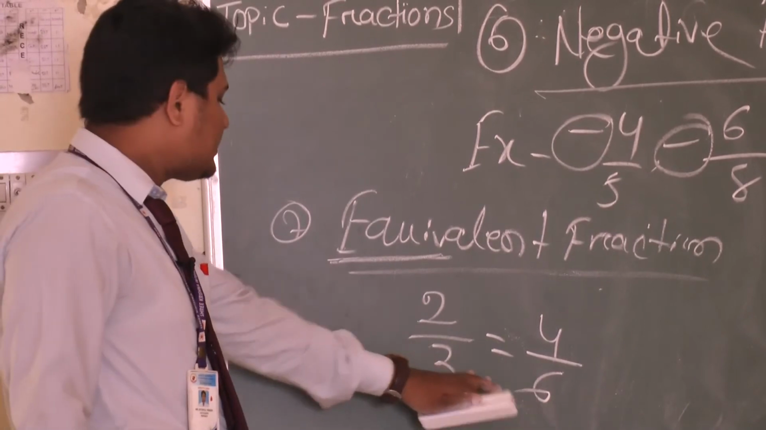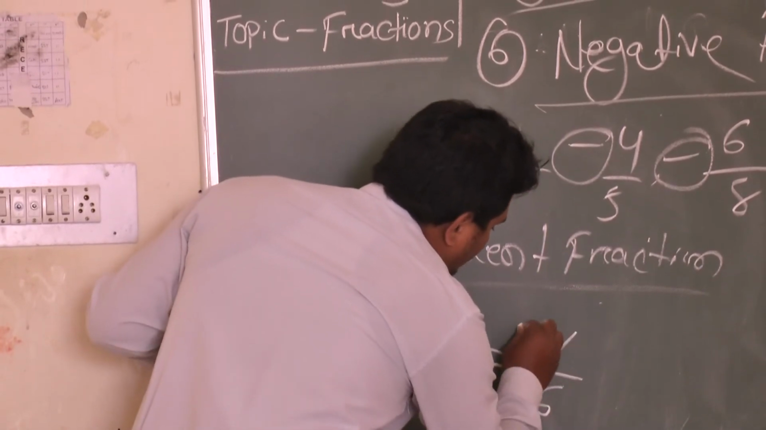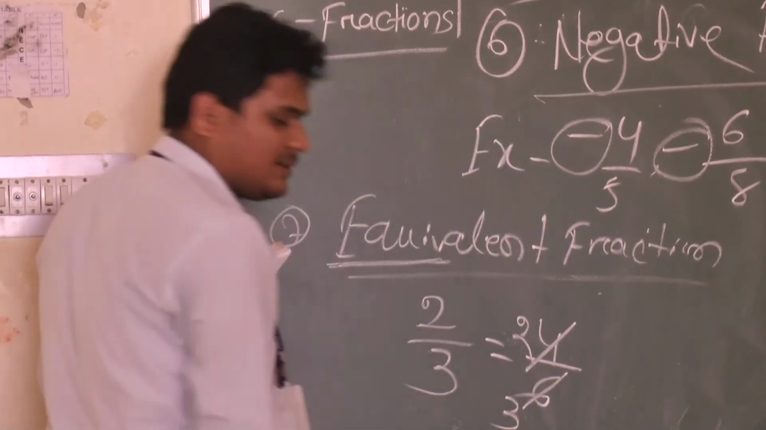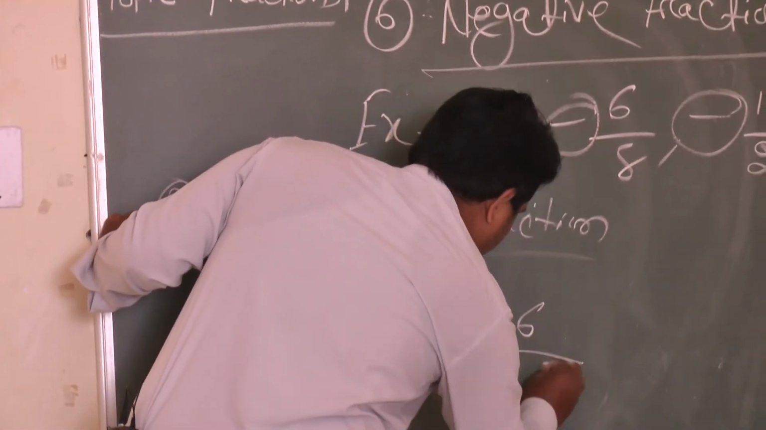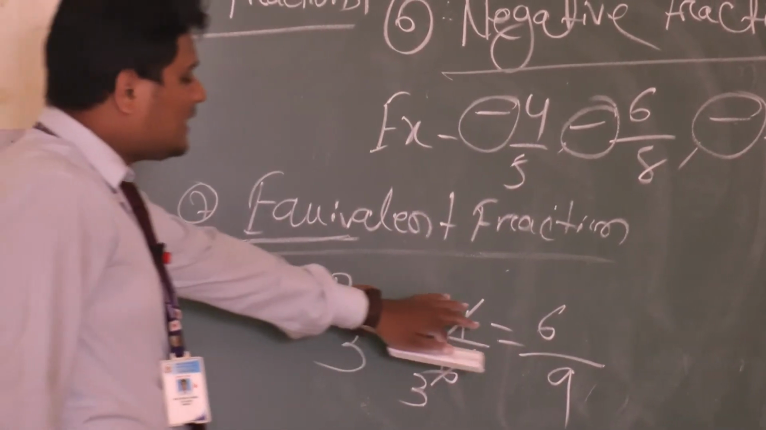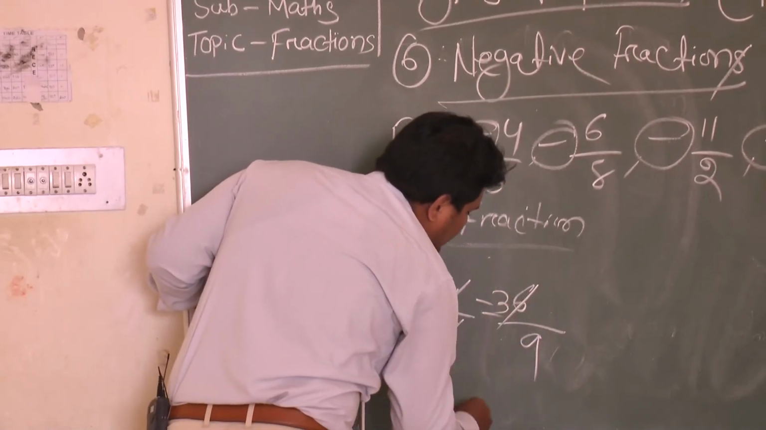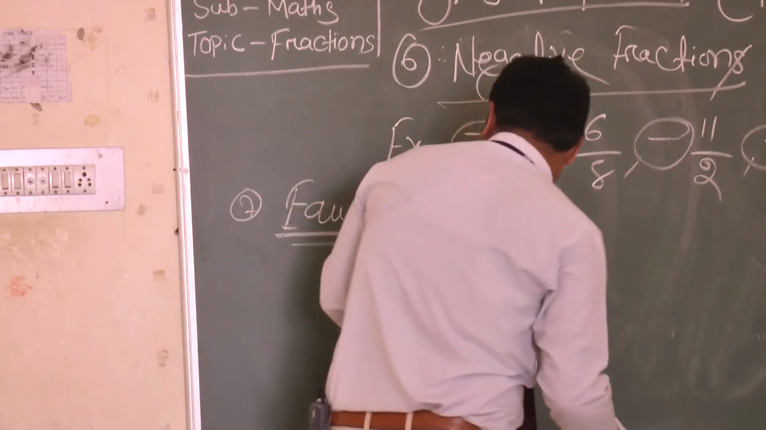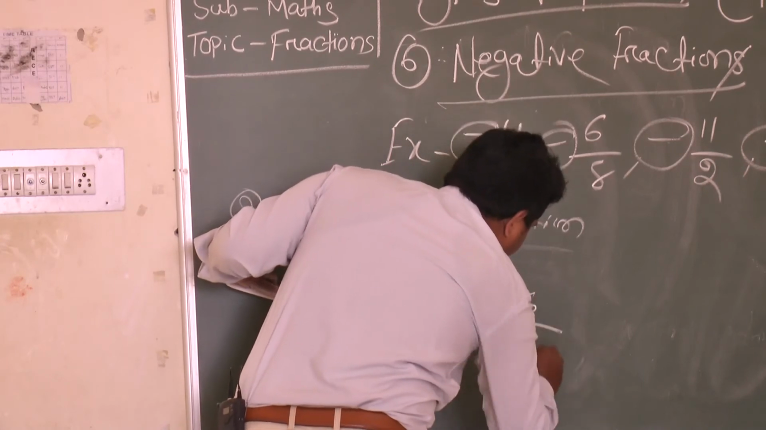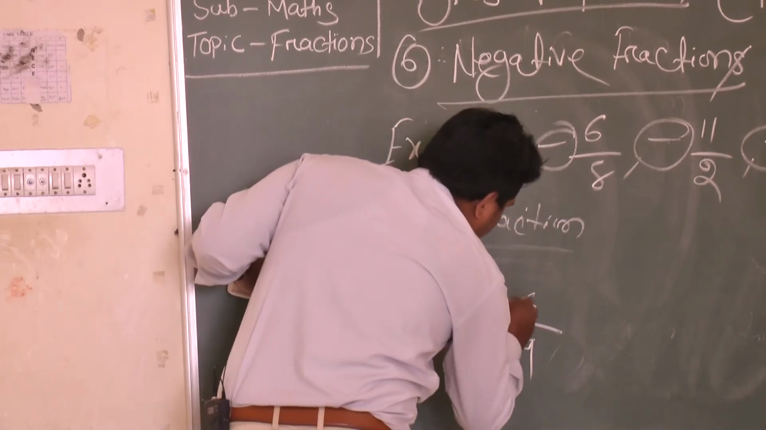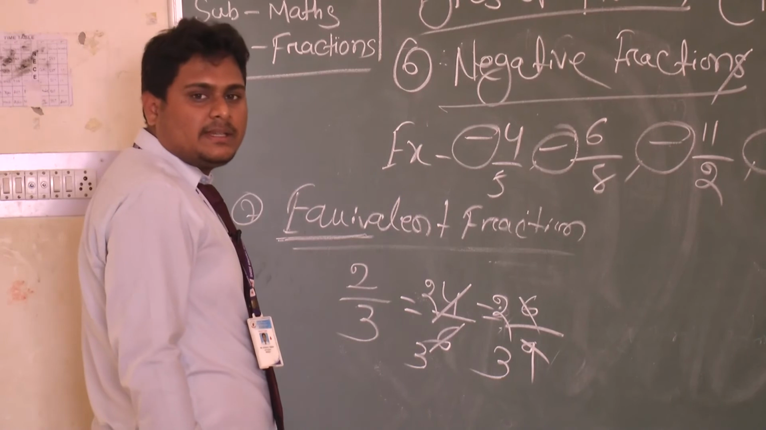4 by 6, it is the same as 2 by 3 or not? How? Now if we just cut it by the 2, 2 1s are 2, 2 2s are 4, 2 3s are 6. Okay, next see, if we write 6 by 9, let's check it. If we cut it by 3, 3 2s are 6, 3 3s are 9, it is also 2 by 3, yes or no?